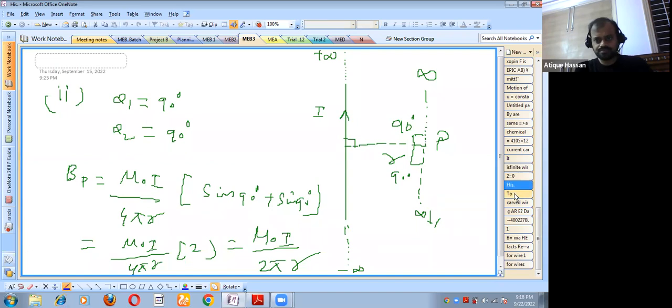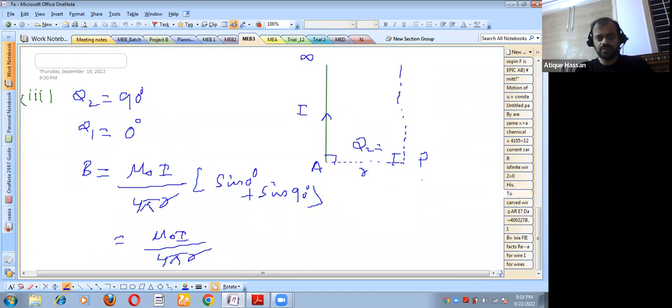Then suppose we have to find the magnetic field at a point P situated at one end. We have to decide the angle according to the location of the point, whether it is at the center or at the end. If point P is at the end of the wire, this is the wire and point P here is at the end. In that case, one angle becomes 90 degrees and the other becomes 0 degrees.